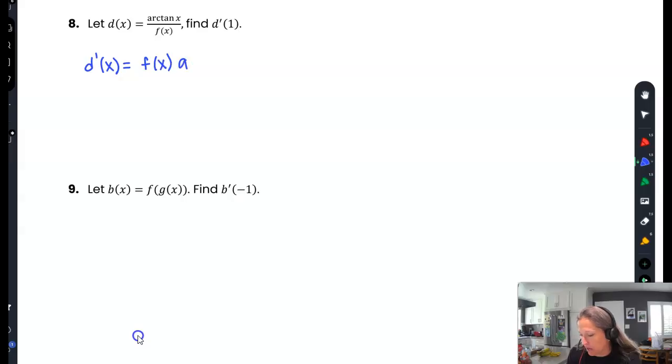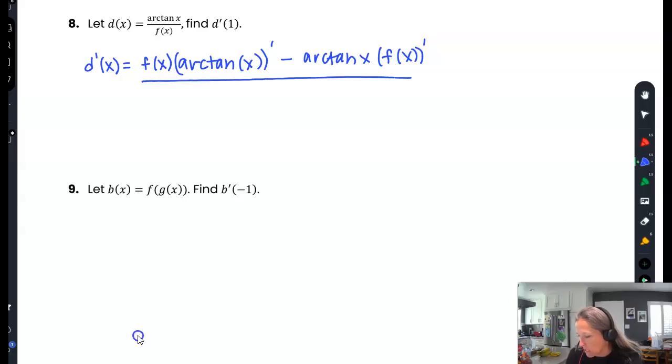So we have f of x, arctan of x. We're going to need to take the derivative of that function, right? Minus arctan of x times the derivative of my f of x. I'm going to be really slow and just do derivative signs on the outside. And this is all over f of x squared.